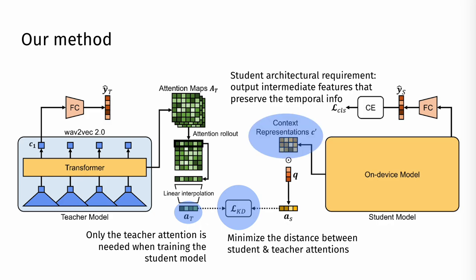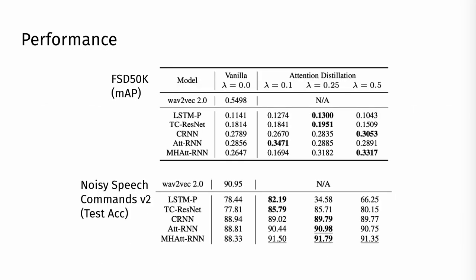The better part here is that we only need student attentions during training and not at inference. So the student model doesn't need to contain the attention mechanism inside it. That means we can also distill wav2vec 2 to CNNs or RNNs. We checked the performance on two cases: FSD50K, which is a subset of AudioSet, a multi-label classification dataset, and the noisy Speech Commands v2, the dataset I was talking about a few slides ago. And obviously, performance improves.